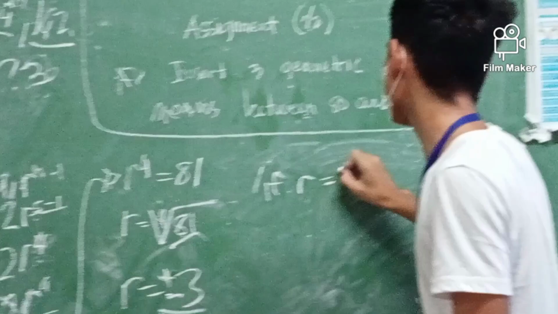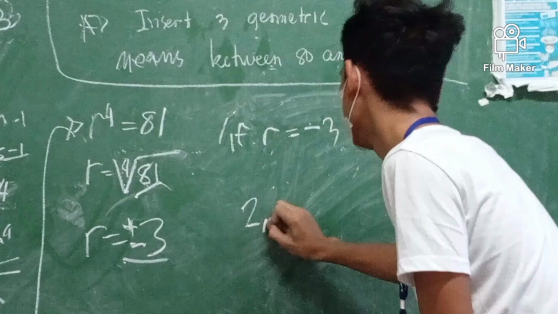What if ang atong R is equals to negative 3, so ay natong button. 2, tayo natong tulo.